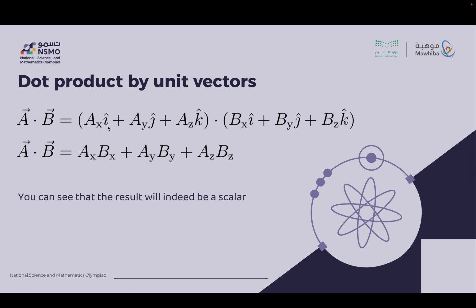Next, we have to multiply each term in the first expression with each term in the second expression. Here we have to remember that whenever we multiply two different unit vectors, the result is 0, so only the i times i, the j times j, and the k times k components will remain. Hence, the result is ax times bx plus ay times by plus az times bz. You can see that the result will indeed be a scalar because these are just simple numbers here.